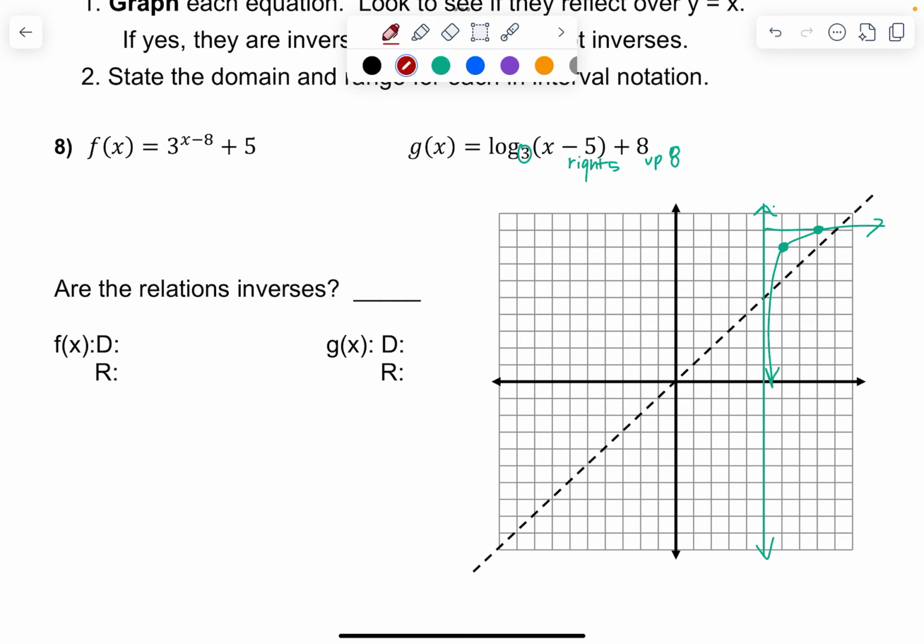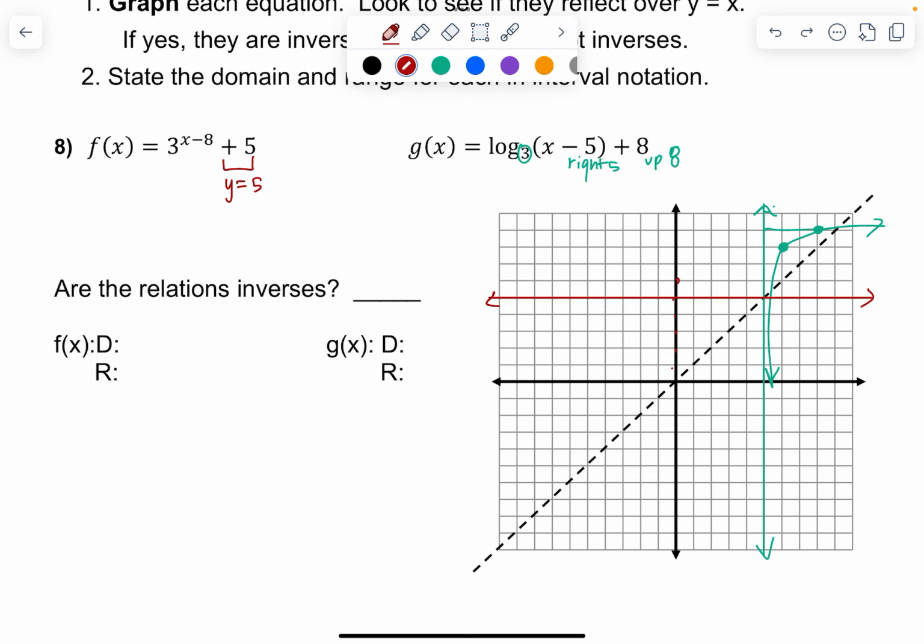Now for exponential, we know they have a horizontal asymptote at whatever this number is. Y equals 5. So 1, 2, 3, 4, 5. And then usually they have a y-intercept that is 1 away. And then the next good point would be the base away, so in this case, 3 away. And it would be growing to the right. But we need to shift those.